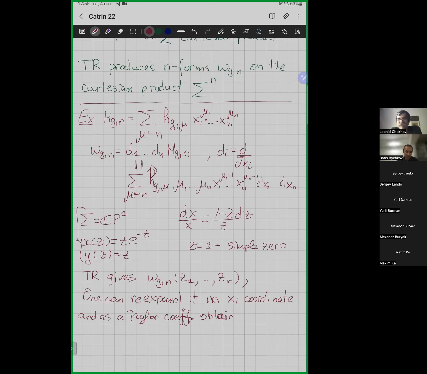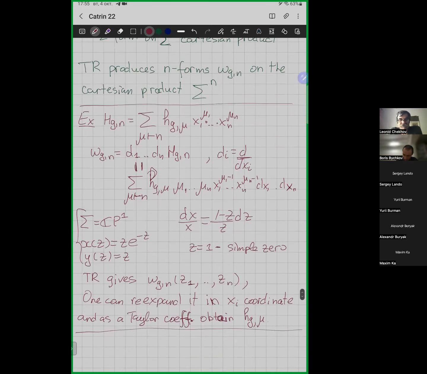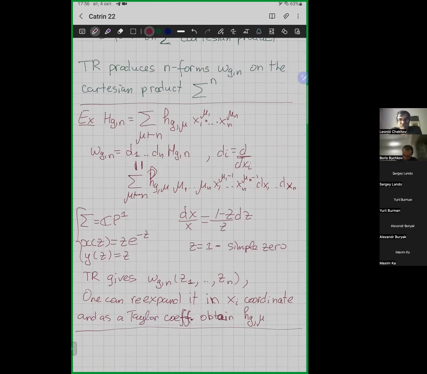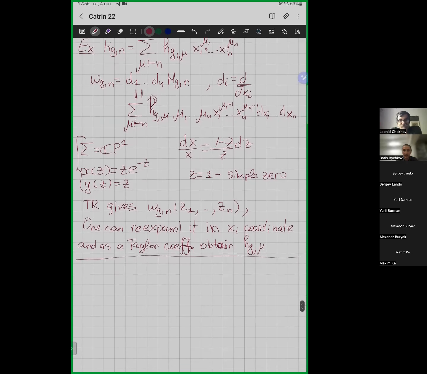Okay. So as a Taylor coefficient, we obtain h, our h g mu. But how this recursion looks like itself, I should say. I think for now, for example, it's okay.